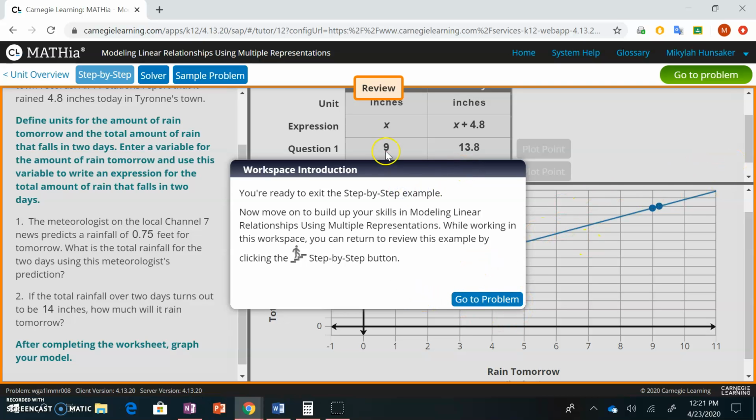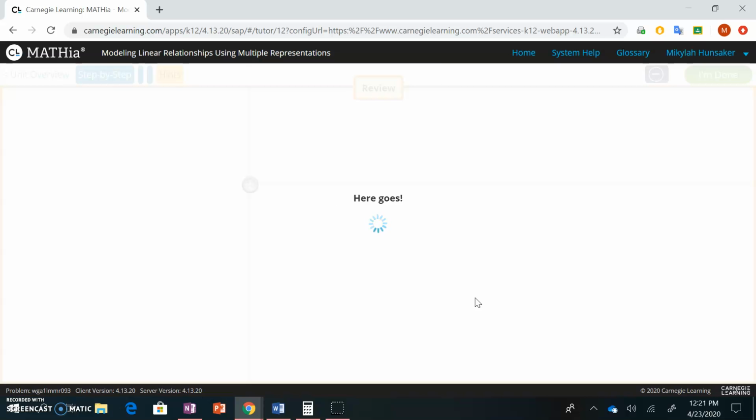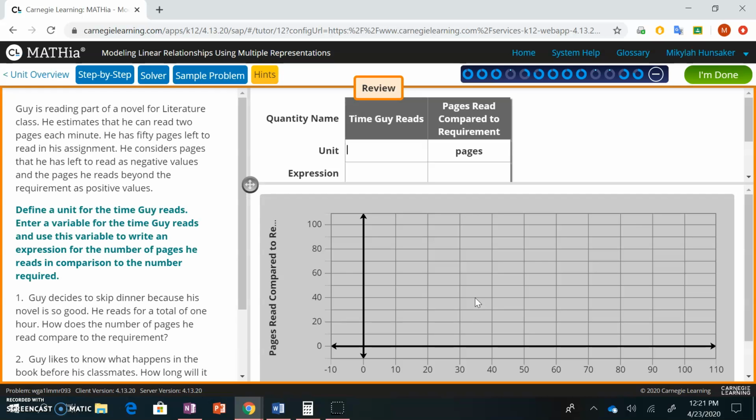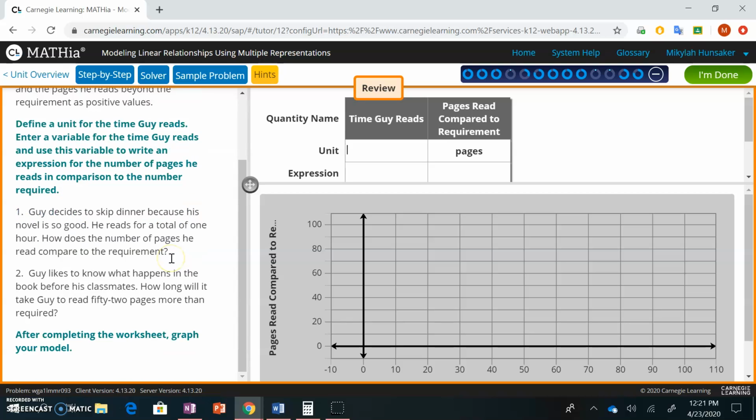So your job is to create a table. You're going to create an equation. You're going to figure out the answer. Like in this first question, it gave you the x, and you had to plug it into the equation to solve for how many inches of rain were in 2 days. And the other one, it gave us the y, and we had to go backwards and solve for x. So your job, different problems, same idea.